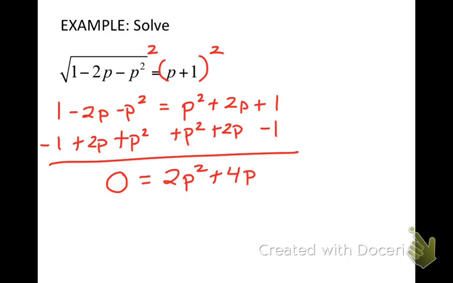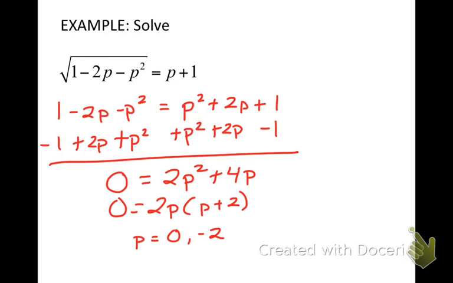What's the GCF of 2p squared and 4p? 2p. So if I factor out a 2p, or not 2p, it's always the question, right? So we've got p plus 2 left over inside. So what are your possible solutions? 0 and negative 2. Which one do you think is the extraneous one? Negative 2, definitely, because if I plug it in over here, I'm going to get a negative, right? So I'm not even going to worry about plugging it on the other side.